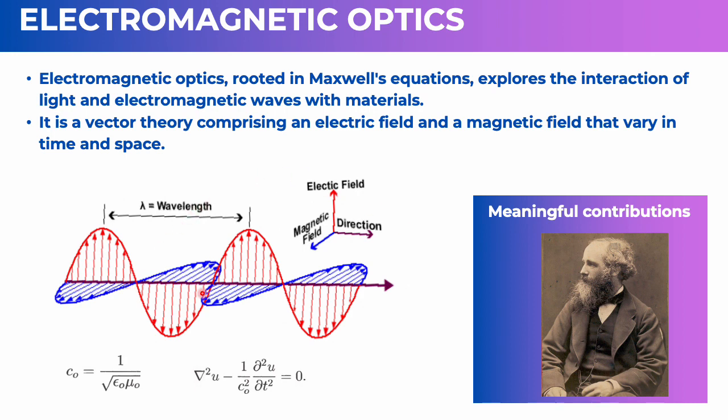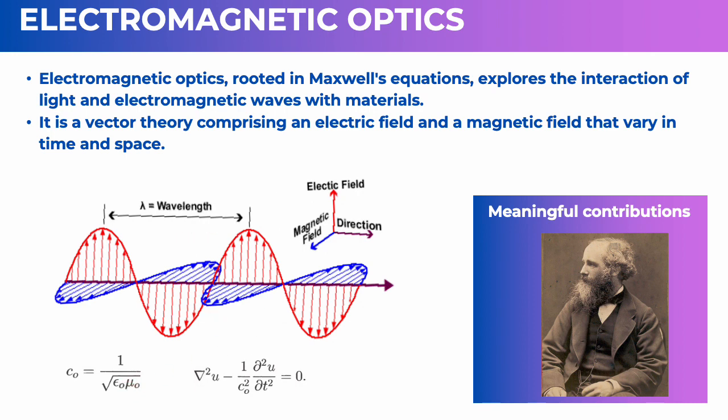This is a visual depiction of what the electromagnetic wave would look like. This is the direction of propagation of light, and perpendicular to that we have an electric field in this plane, and then a magnetic field in the perpendicular plane. A change in the electric field would induce a magnetic field, and a change in the magnetic field would induce an electric field. A few important formulas: the speed of light is equal to 1 by root over epsilon naught mu naught, where epsilon naught is the permittivity and mu naught is the magnetic permeability of the medium.